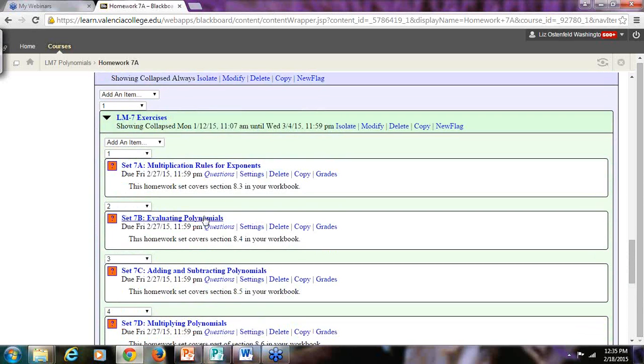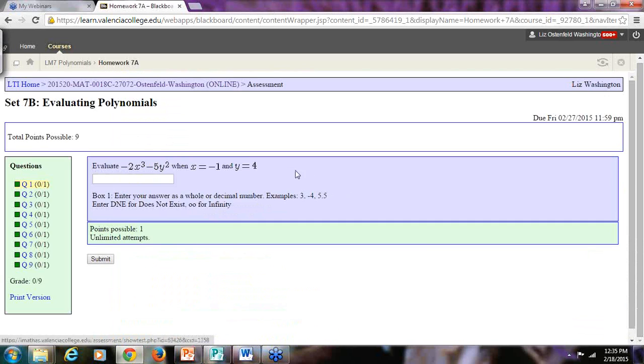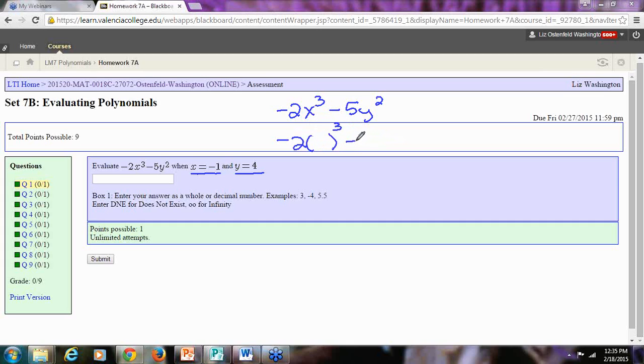Let's do some evaluating. Okay, evaluating is just, I like to think of it, a fancy way to say plug the number in. So here I have negative 2x to the 3rd power minus 5y squared, and it's telling me that x is negative 1 and y is 4. The first thing I want to emphasize is that wherever the variable is, you are going to use parentheses. You have to use parentheses because sometimes you will lose the value if you do not.